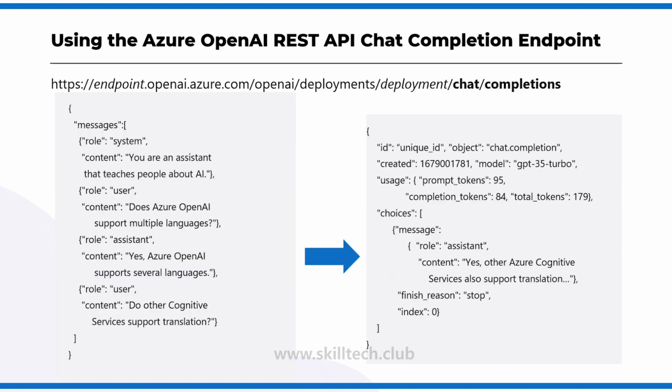Finally, if you use the chat completion endpoint, which is a little complex, but the important one for natural language text generation, you can see in this URL, we are specifying /chat/completions at the end.